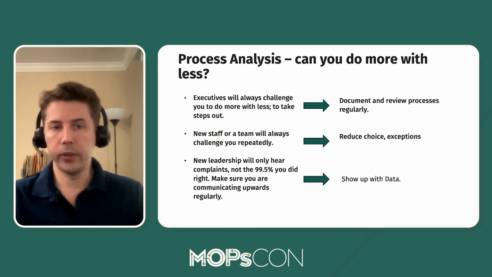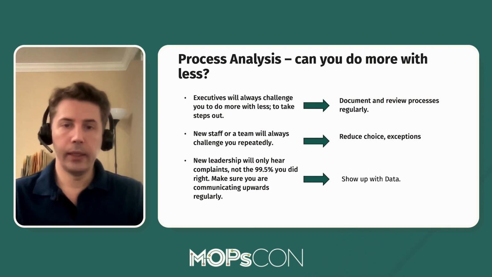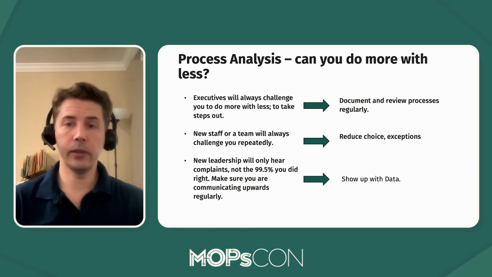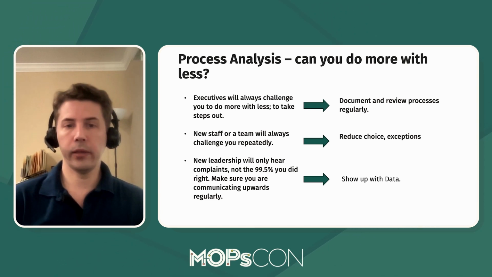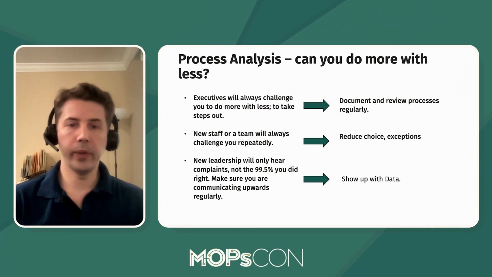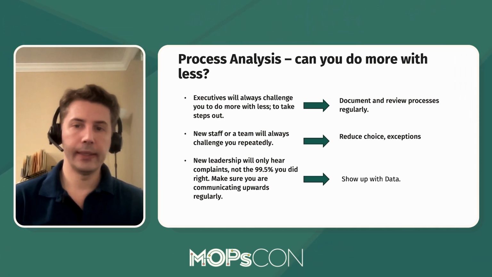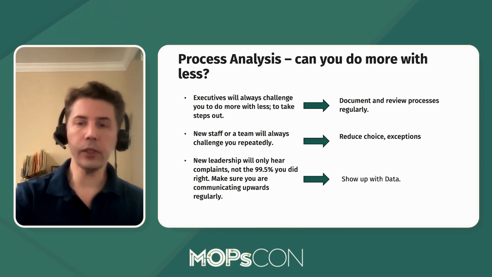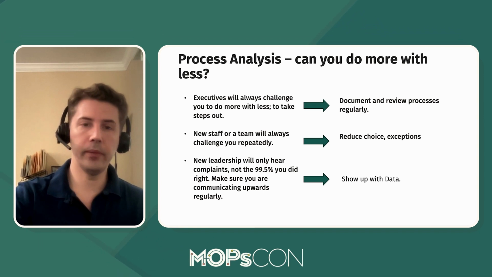New staff or new teams will challenge you. And the answer typically is to change the requirements, to reduce choice, reduce exceptions in order to run faster. It's also important to track your KPIs, which we'll talk a little bit about later. The key ones are really about capacity utilization and are you delivering on time? And you need to show up with that data, because a lot of people will hear complaints instead of the 99% you're doing well.